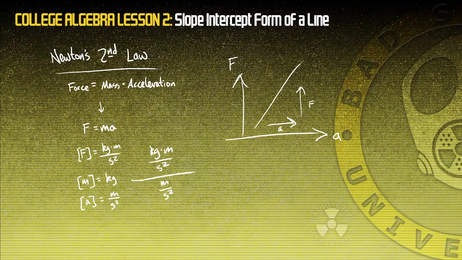So that's F over A. And you could just flip the bottom fraction, so you have kilograms times meters per second squared times second squared per meter, and all those are going to divide out, just leaving you with kilograms. So mass is indeed your slope.